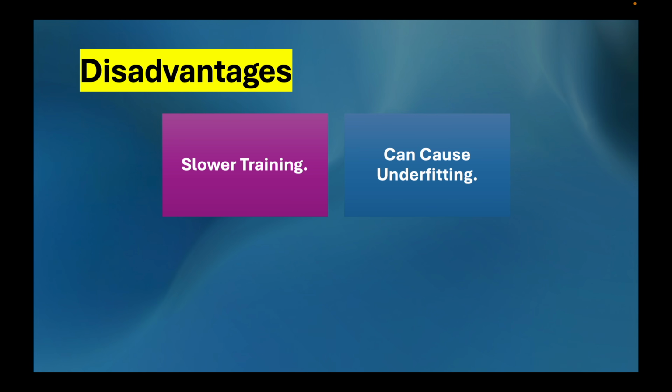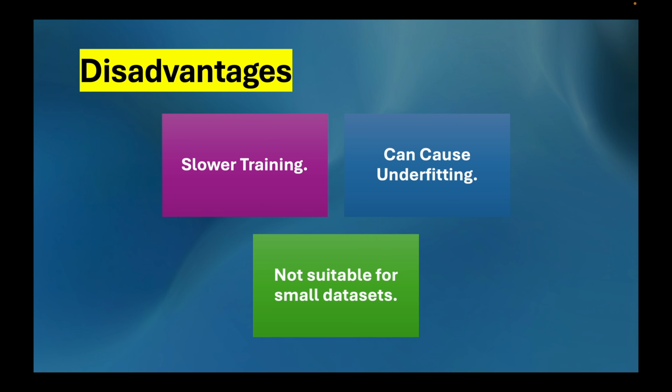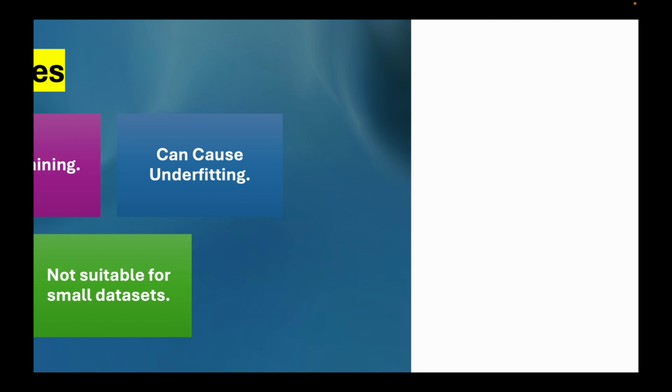Disadvantages of dropout. Slower training. It can slow down training because the network learns with random neuron removal. It can cause underfitting, as too much dropout can cause underfitting. It is not suitable for small datasets. That means it may not help very much in a very small model or when the dropout rate is poorly chosen. Therefore, these are some of the disadvantages of dropout.